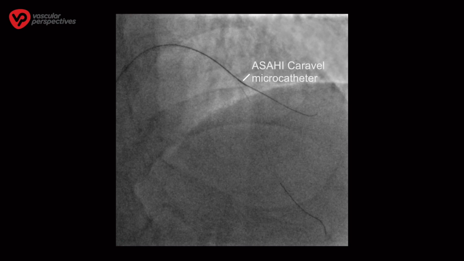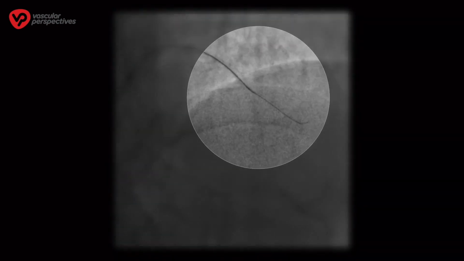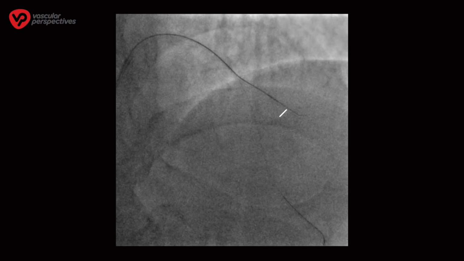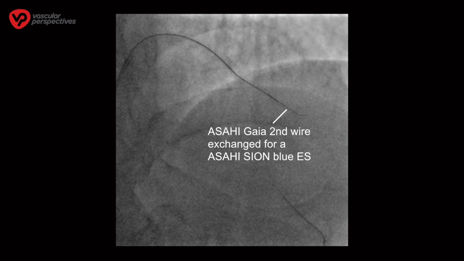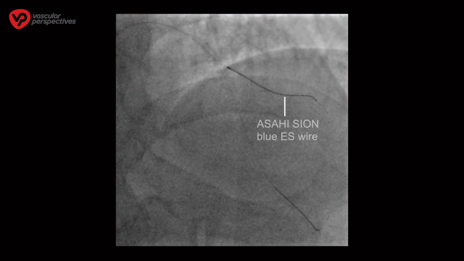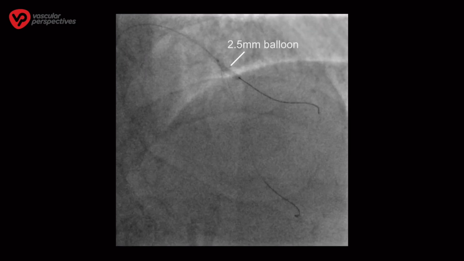I then took a Caravel catheter, and you'll see here that without much pushing, this slides forward into the vessel without having to work too hard. I was then able to use the Caravel to take the Gaia wire out, which I didn't want to sit in that side branch because obviously it's got quite high penetrative power and I didn't want a vessel perforation. I was able to exchange that out now for the Sion Blue Extra Support. So having tracked the Sion Blue Extra Support into D2, I was then able to deliver a 1.0 balloon to pre-dilate, gradually upsized to a 2.5 balloon, restoring flow into the diagonal branch.